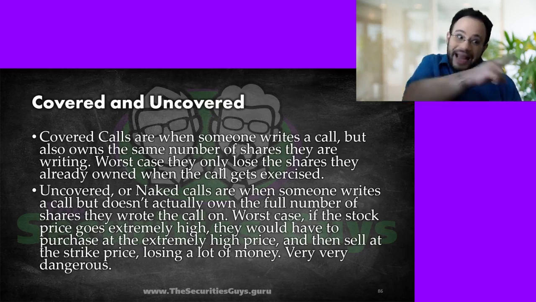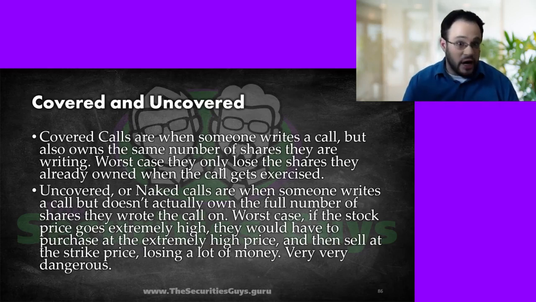In which case, I have to go and buy the stock at that price to be able to sell it to you at a much lower strike price. Which means I have potentially unlimited loss. I have the potential to gain a couple $100 or lose literally everything. Very, very dangerous. I don't understand why anyone would do naked calls. The risk just doesn't make any sense to me.